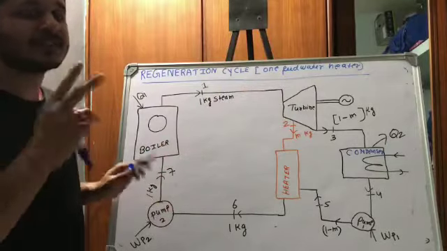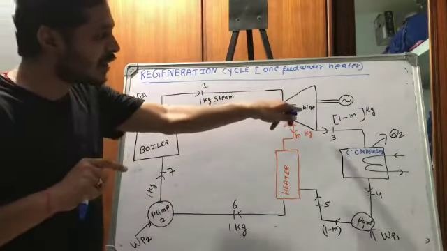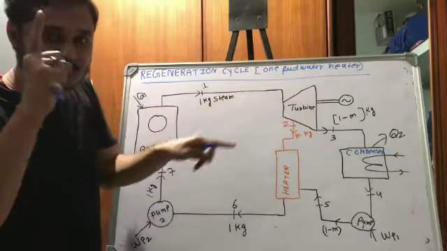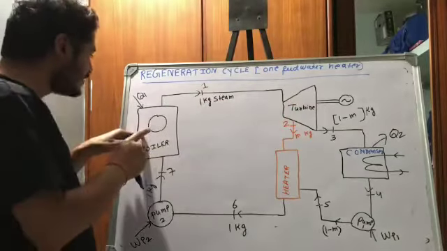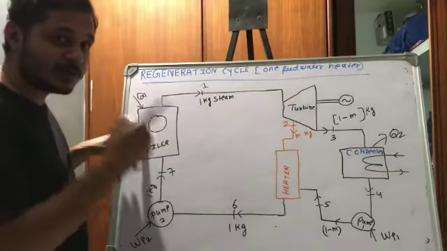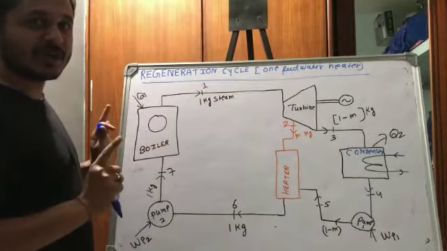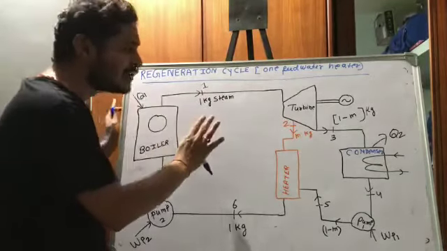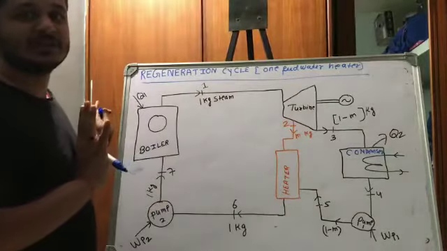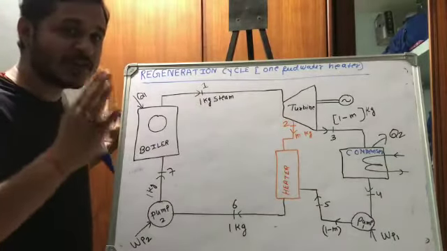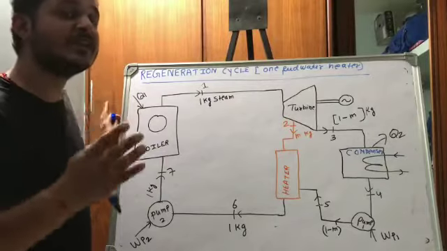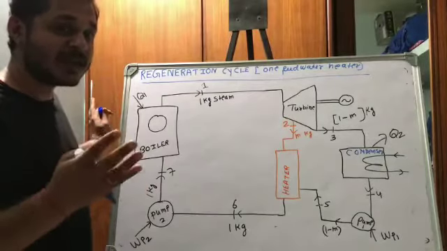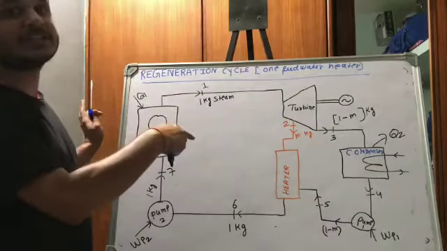So see, two things are happening here. Okay, work output from the turbine is also decreasing, and heat supplied or heat input is also decreasing here. But we need to see here that the efficiency of this cycle will always increase. Okay, efficiency of regenerative cycle will always increase. Why? We will see from the TS diagram.